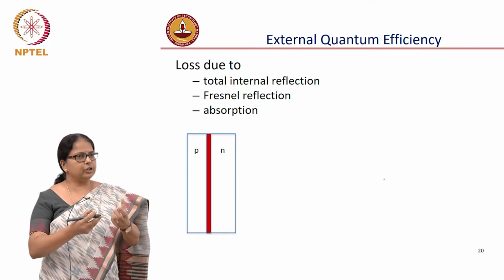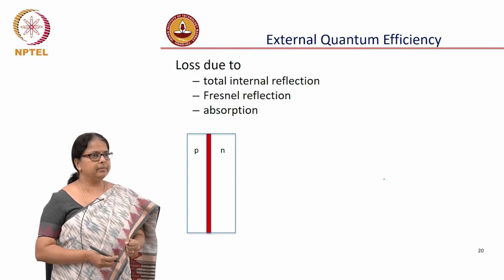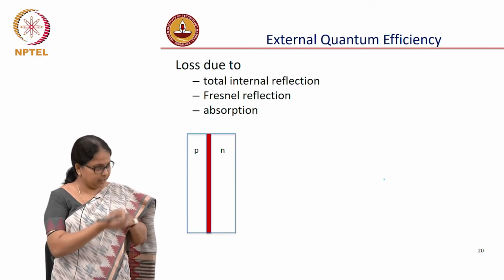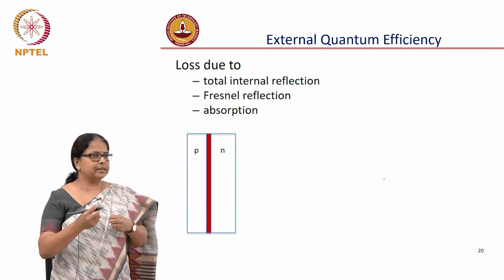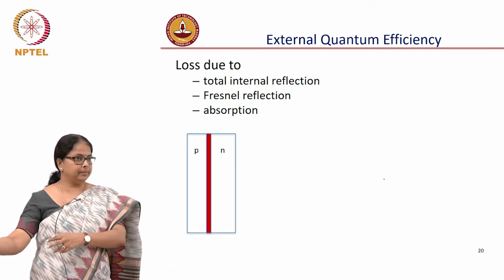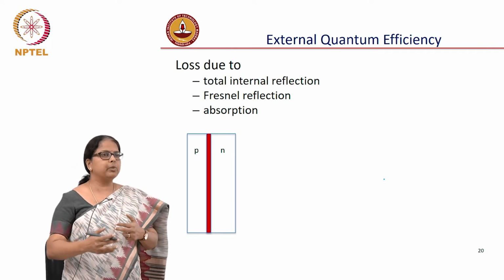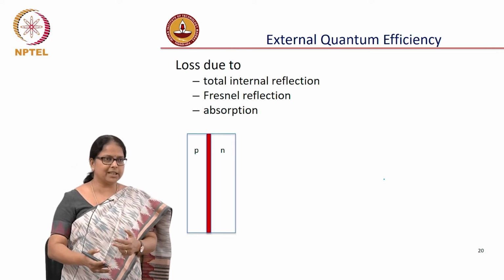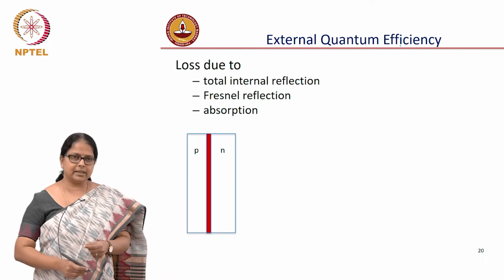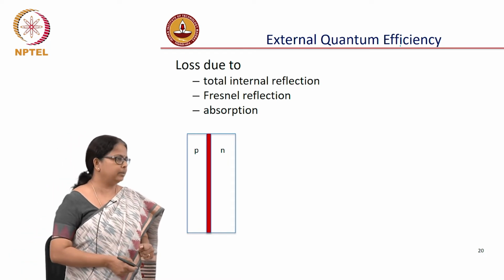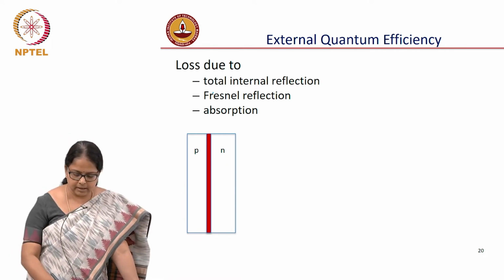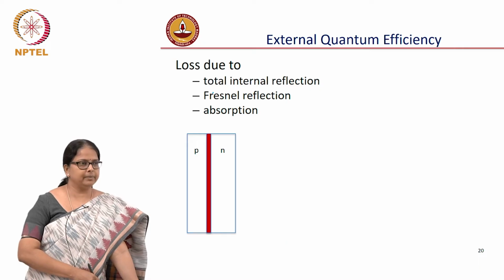Now once the photons are released from the recombination, what really happens? Do you get all of them out of the system? The answer is no. And what are the mechanisms by which you have losses inside? That is quantified through your external quantum efficiency. The first one is loss due to total internal reflection.